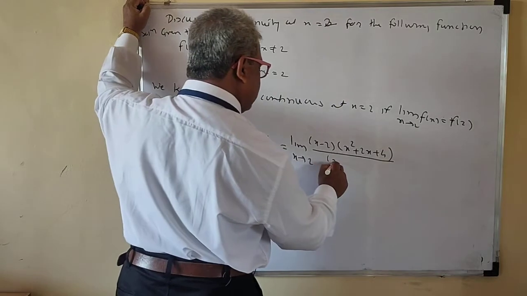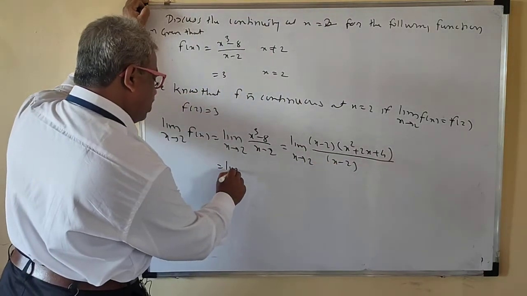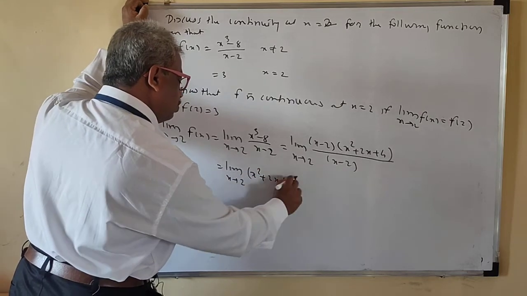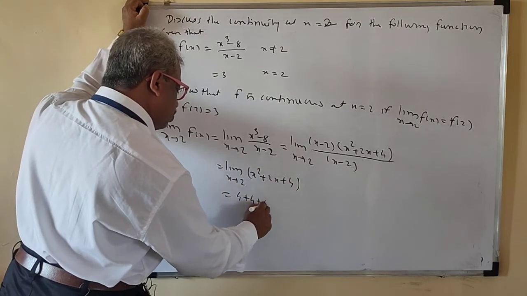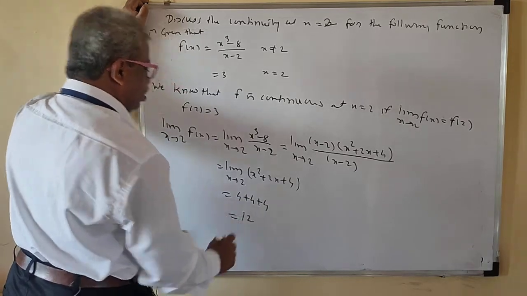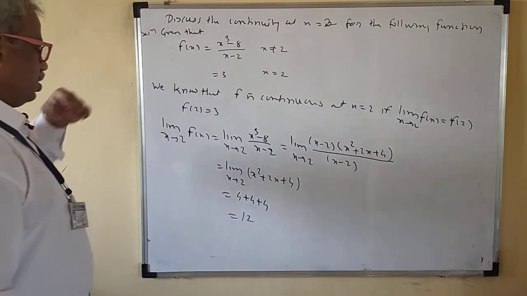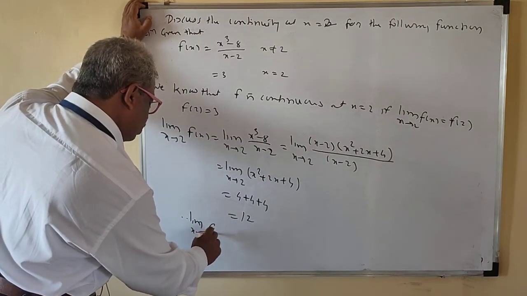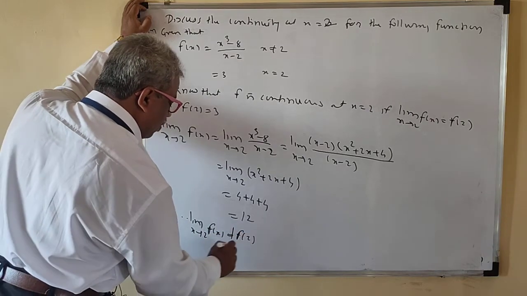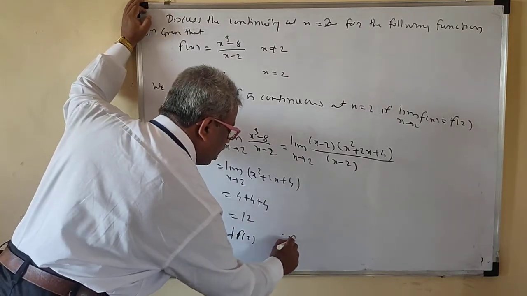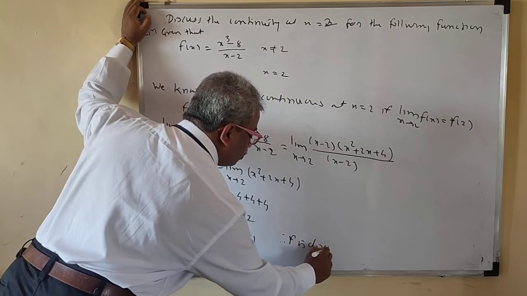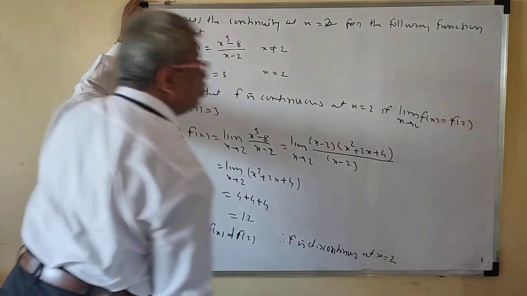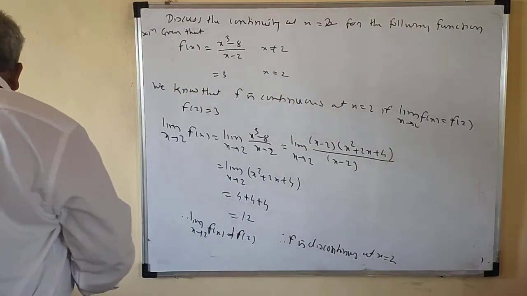Upon x minus 2. So this is then limit x tends to 2 of x square plus 2x plus 4. Okay. So this is 4 plus 4 plus 4. So that is 12. This is 12. Okay. So this is not equal to f of 2, therefore limit x tends to 2 f of x is not equal to f of 2. Therefore f is discontinuous at x is equal to 2. The function is discontinuous at x is equal to 2.